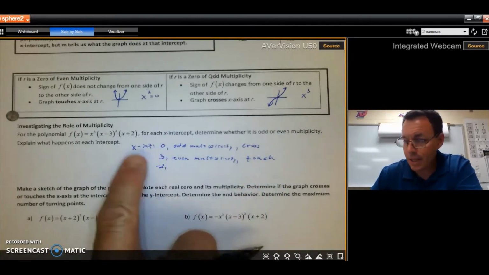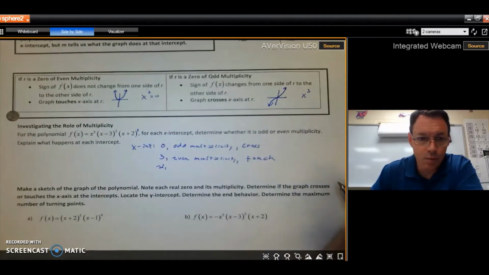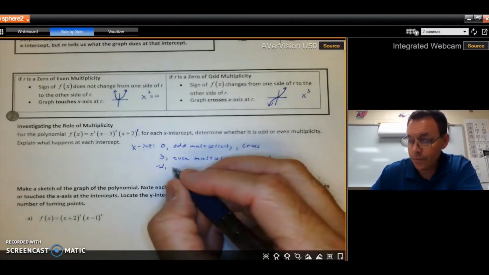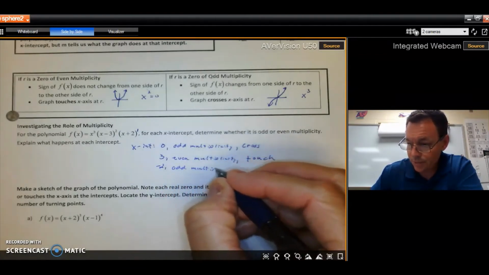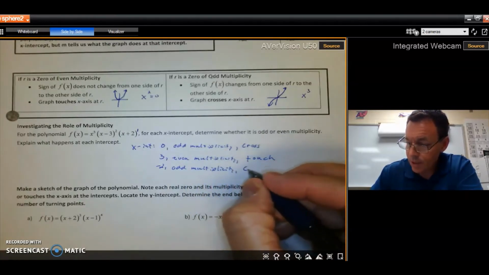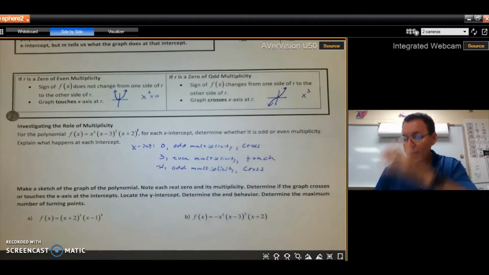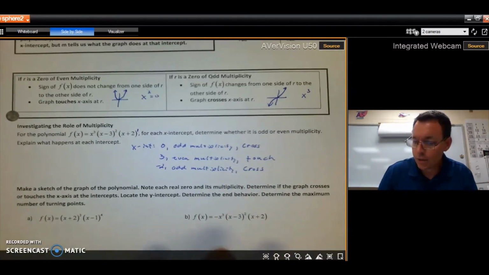Okay? And then -2, I don't see an exponent. That's because it's to the first power, and we don't write first power exponents. Okay? So that is an odd multiplicity. So again, that means our graph would cross at -2 and not touch and turn around. Okay? So look at these on the bottom.